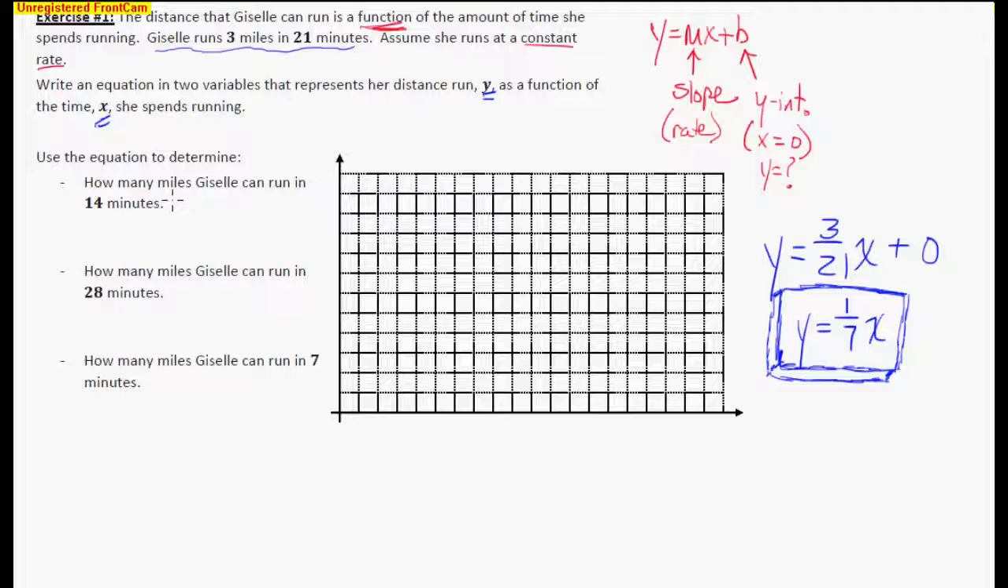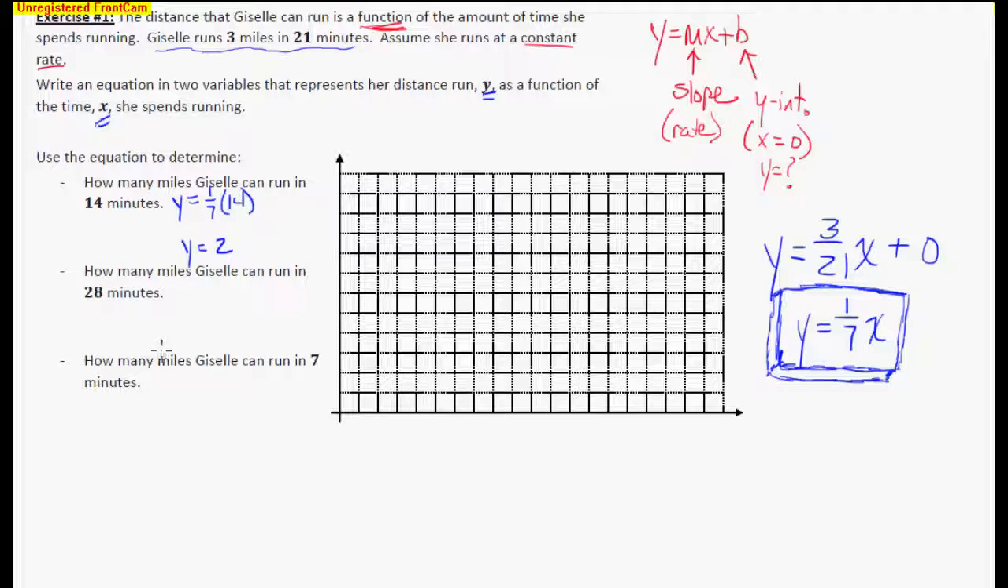All right, so we're going to do that right here. y equals 1/7, and I'm going to plug a 14 in for the x. Now there's really no algebra to do over here either. Everything's on one side, so we just do the math, and we get, let's see, 14 times 1/7. That's going to be 2.